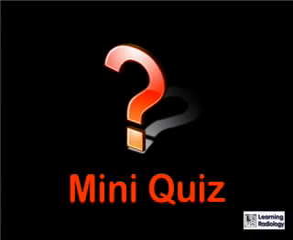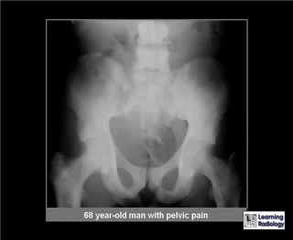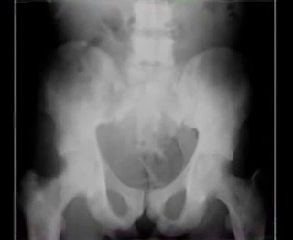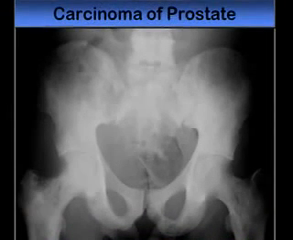Now it's time for your mini quiz. Make sure that you pause your computer or MP3 player. This is a 68-year-old man with pelvic pain. Where do you think the most likely primary is? Well, there is diffuse sclerosis of all of the visualized bones, which makes carcinoma of the prostate the most likely primary.